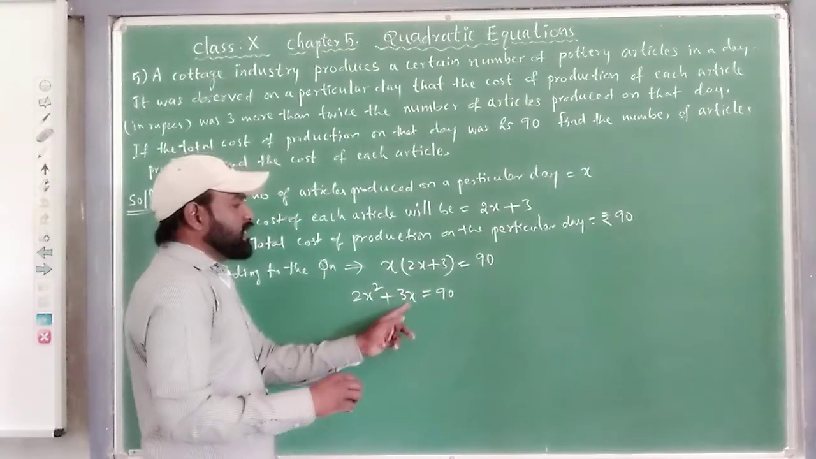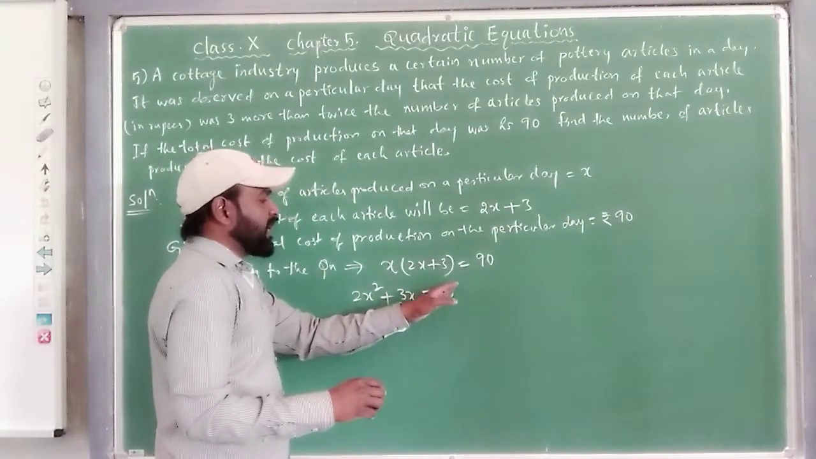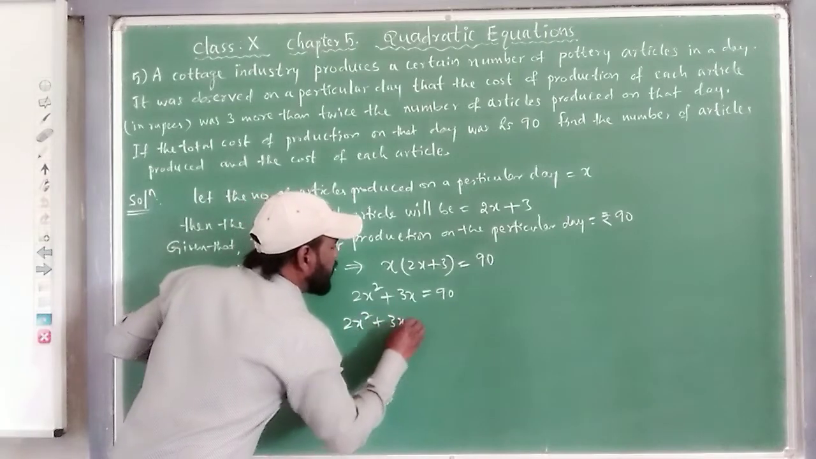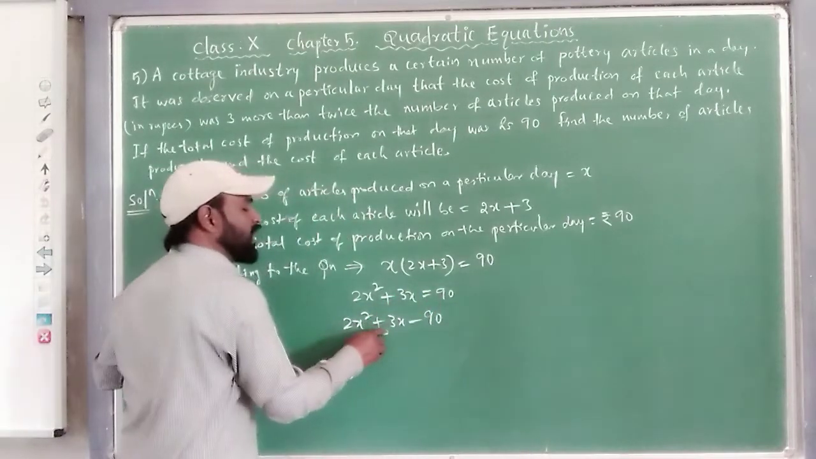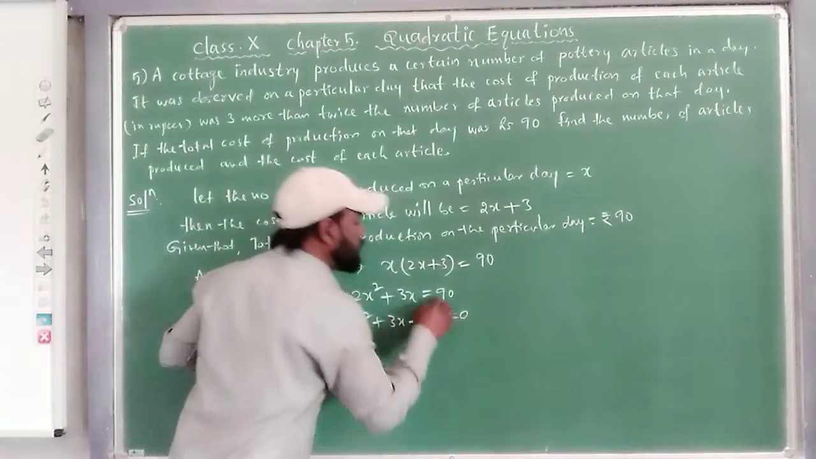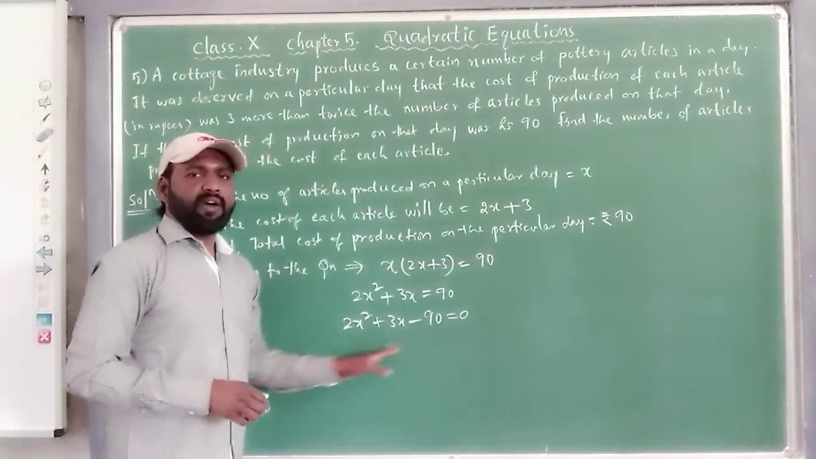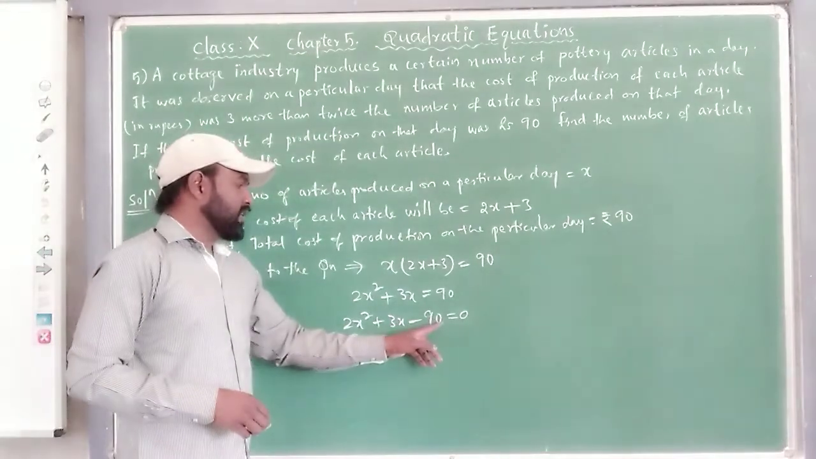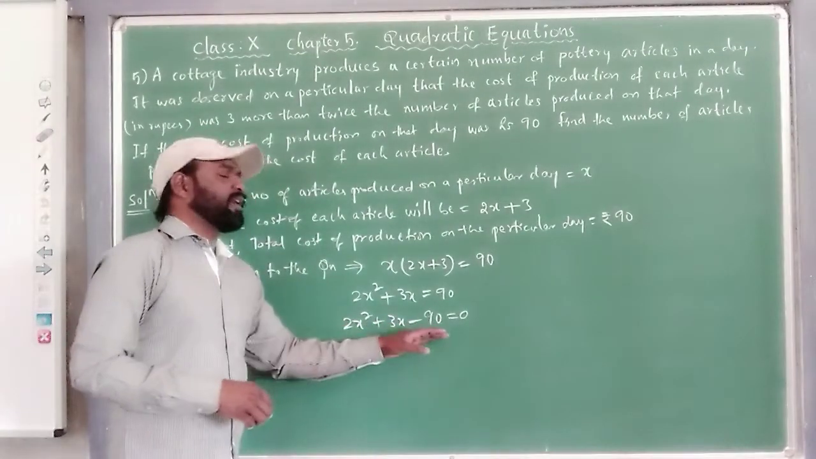Bring this 90 to this side, that means transfer from right side to left side. So 2x square plus 3x minus 90 equals 0. We will be changing the sign when transposing. So now it is the general form of the quadratic equation. Here 2 is there, here 3 is there, here 90 is there. So you cannot take anything common from all the three terms.